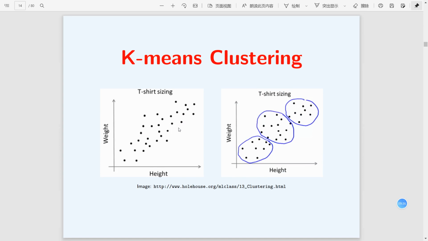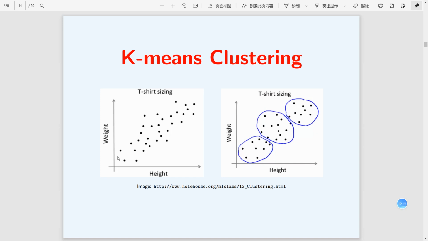Okay, so this is an example with a very simple sample for us to understand. T-shirts have different sizes. Each sample is a person who has measured their weight and height, and each dot represents a person. They need to buy a T-shirt, so they need to find the right size for them.